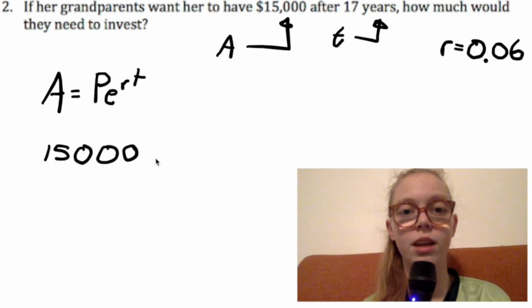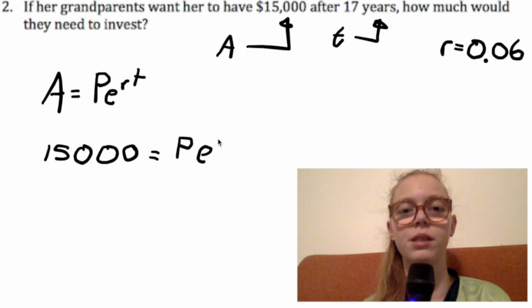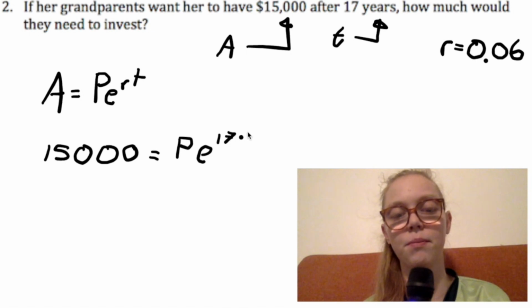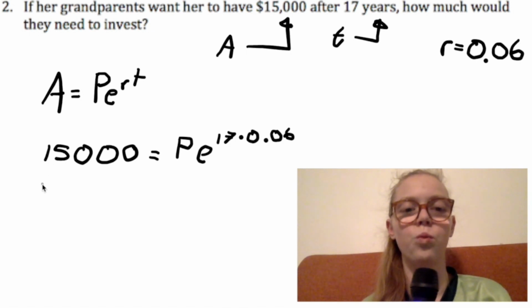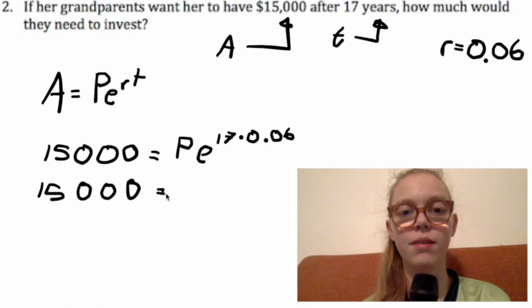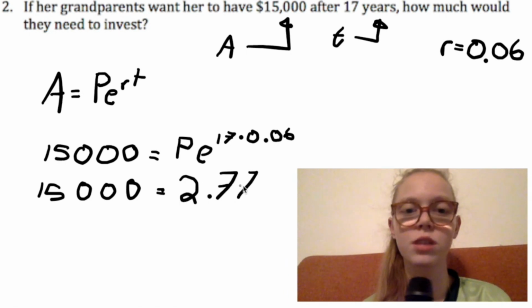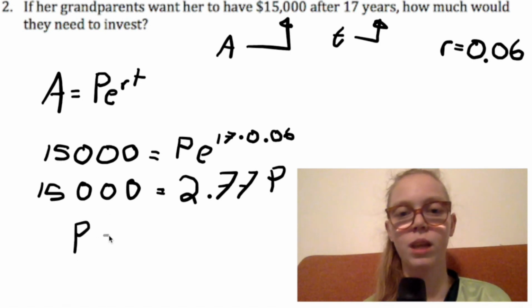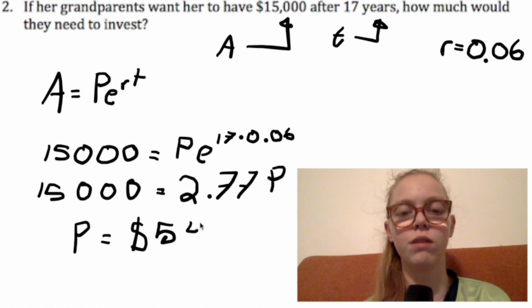15,000 equals P times e to the 0.06 times 17. Now we go 15,000 is equal to P times 2.77, which is just the evaluation of e to the 17 times 0.06. So then we just divide by 2.77 and get that P is equal to $5,409.